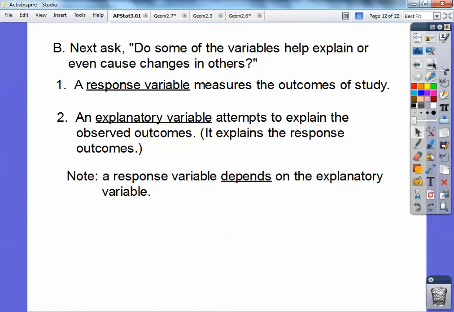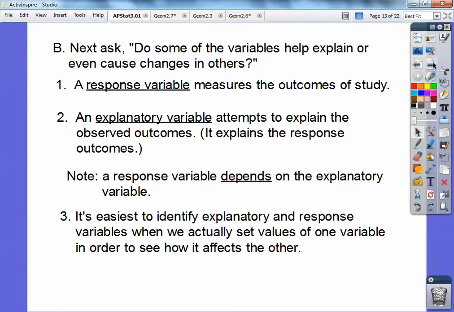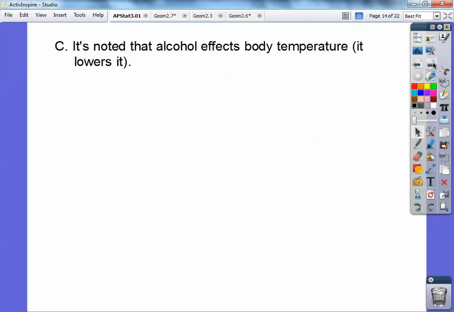All right, so note the response variable depends on the explanatory variable, and it's easiest to identify the explanatory and response variables when we actually set values of one variable in order to see how it affects the other. So how much weight of the food did I take in versus how much weight I gained. So setting values.